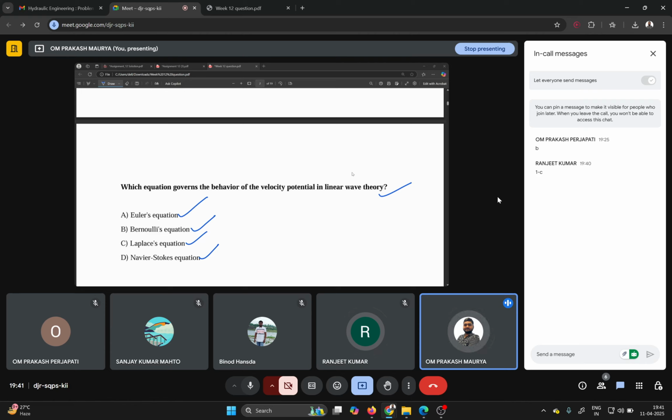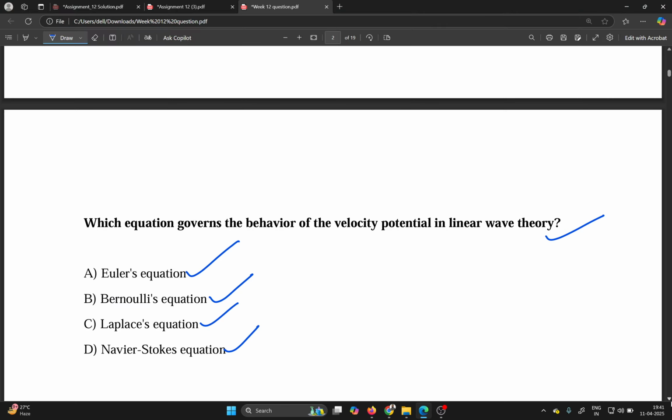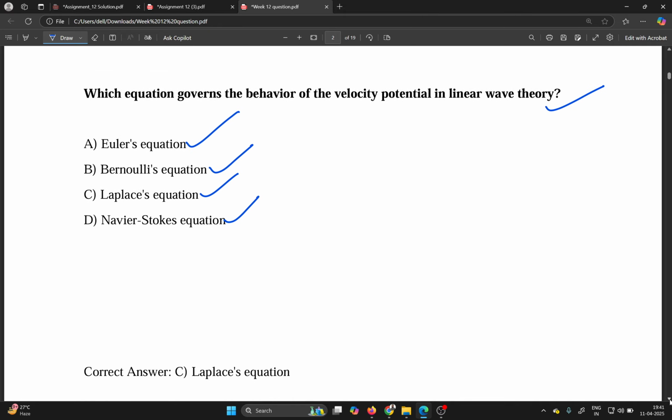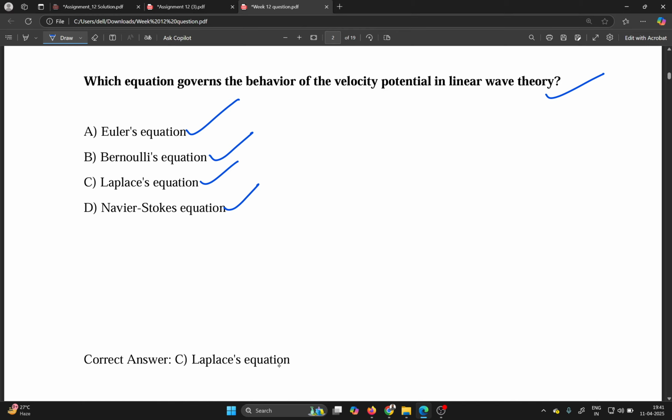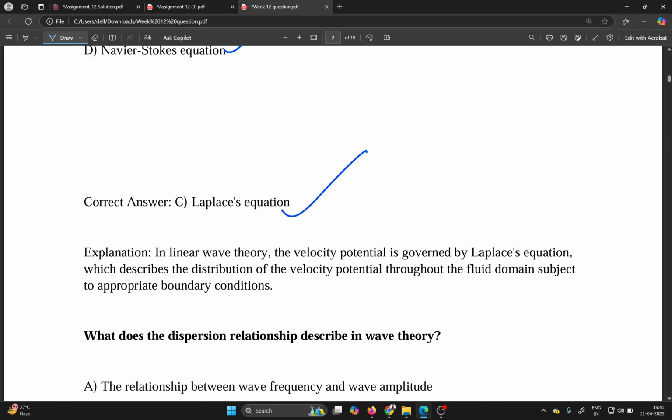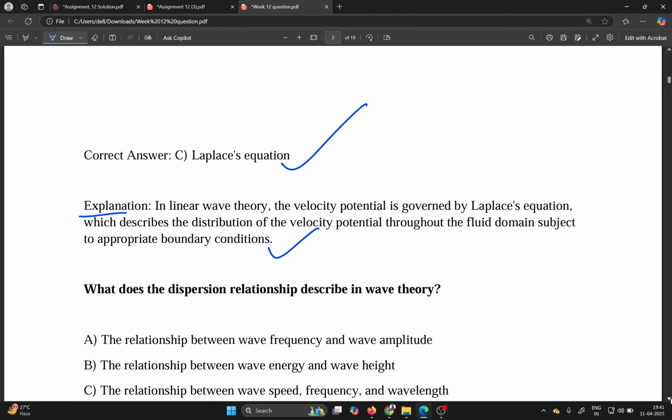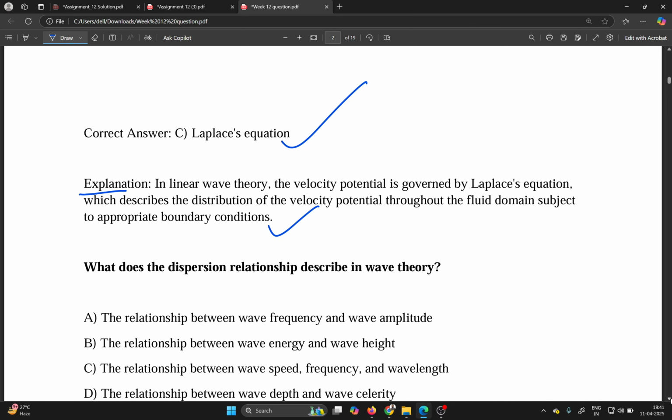Okay, 1C you are telling. Ranjit is telling 1C, Laplace equation. Yes, definitely. Yes, option C will be correct for this question. So yes, you are correct. Now we'll move on to the next question. In linear wave theory, the explanation is given here: the velocity potential is governed by the Laplace equation, which describes the distribution of wave potential throughout the fluid domain subjected to appropriate boundary conditions.